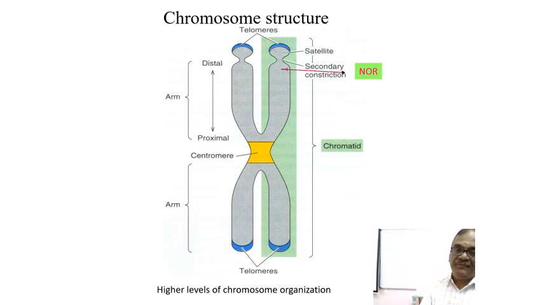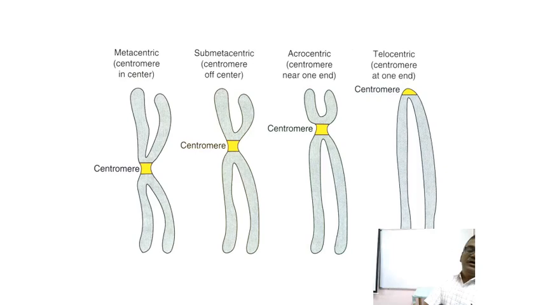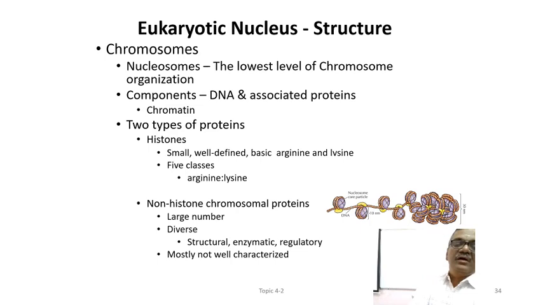Then next to that, based on the place of the centromere, we are dividing into four different types. Metacentric, where the centromere is in the center, and submetacentric, slightly moving from the center, just off the center. Then acrocentric is a centromere at nearly one end. Then telocentric, almost at the tip. So these four are important: metacentric, submetacentric, acrocentric, telocentric.